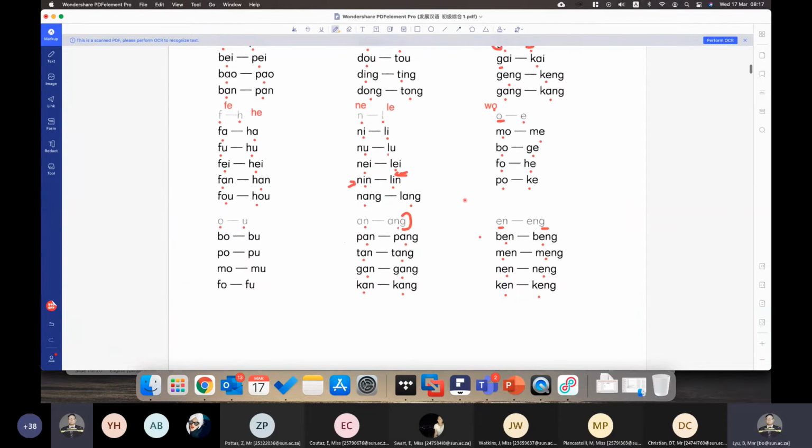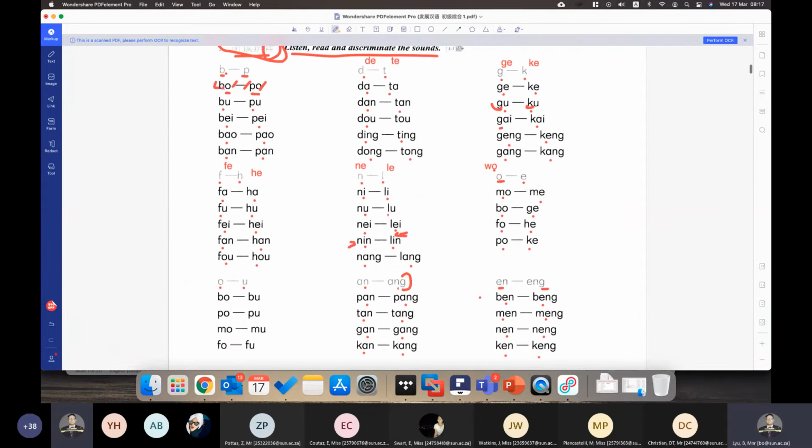Right. Any questions for this part? Is there any particular syllable that you can't pronounce or you don't know how to do so? You can just unmute yourself and speak out.